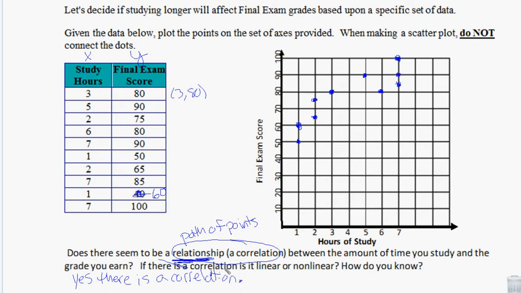Then it asks if there's a correlation, is it linear or nonlinear? So do you agree that this path of points seems to follow a straight path going upward? You'll see on the next one what a curved path looks like.